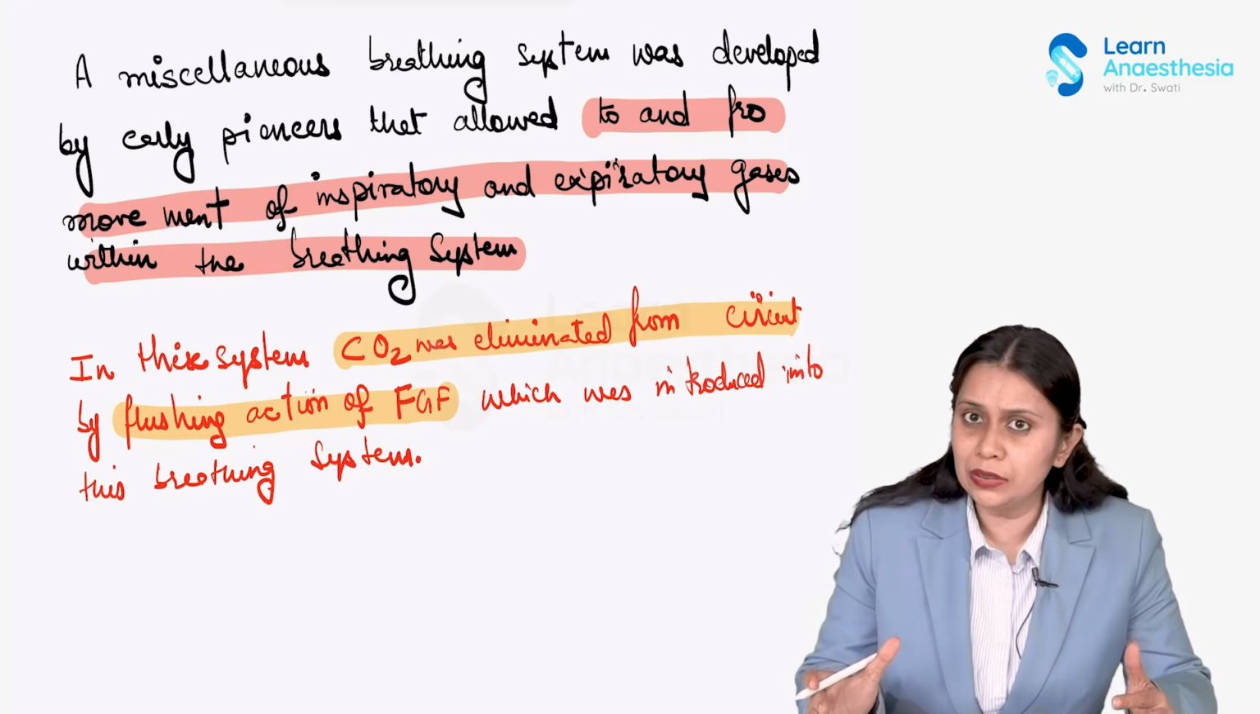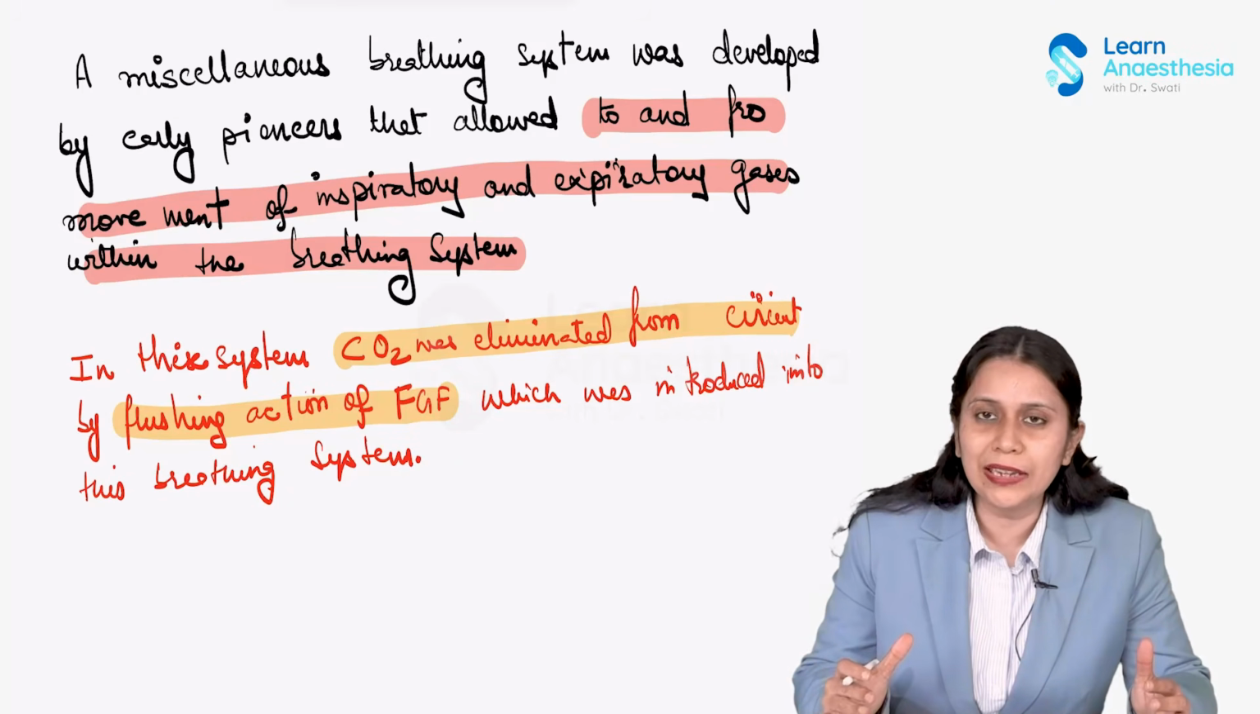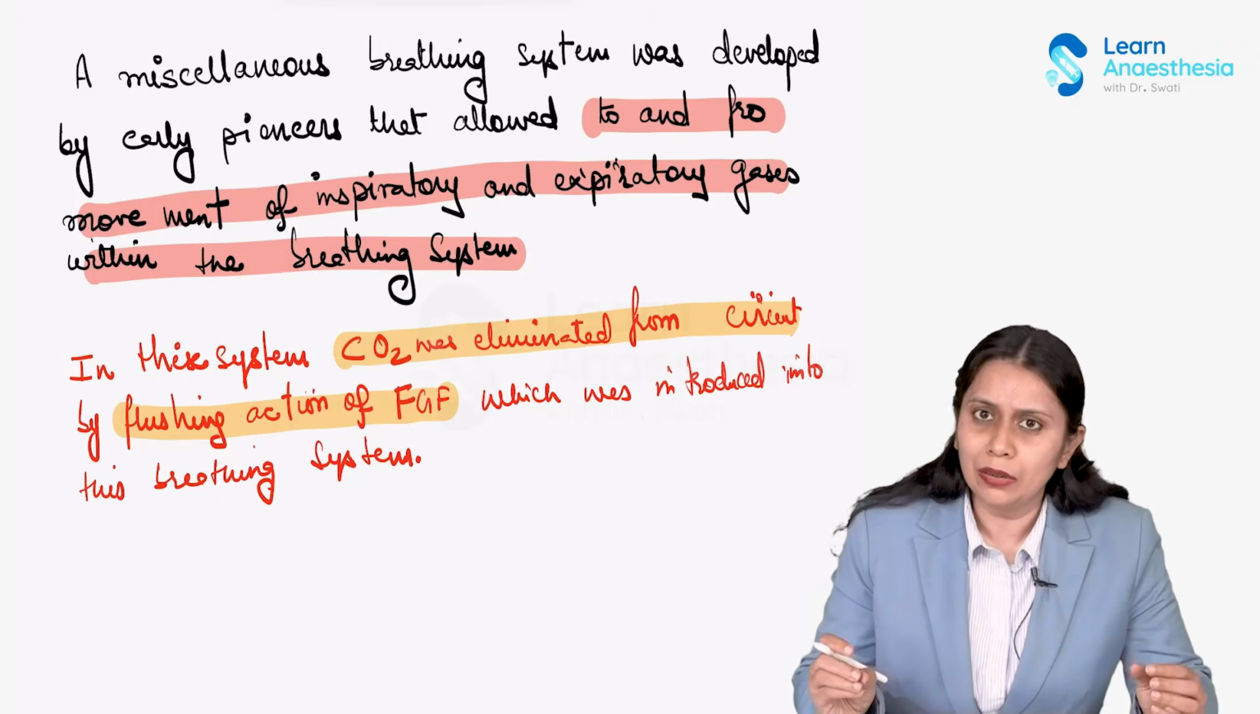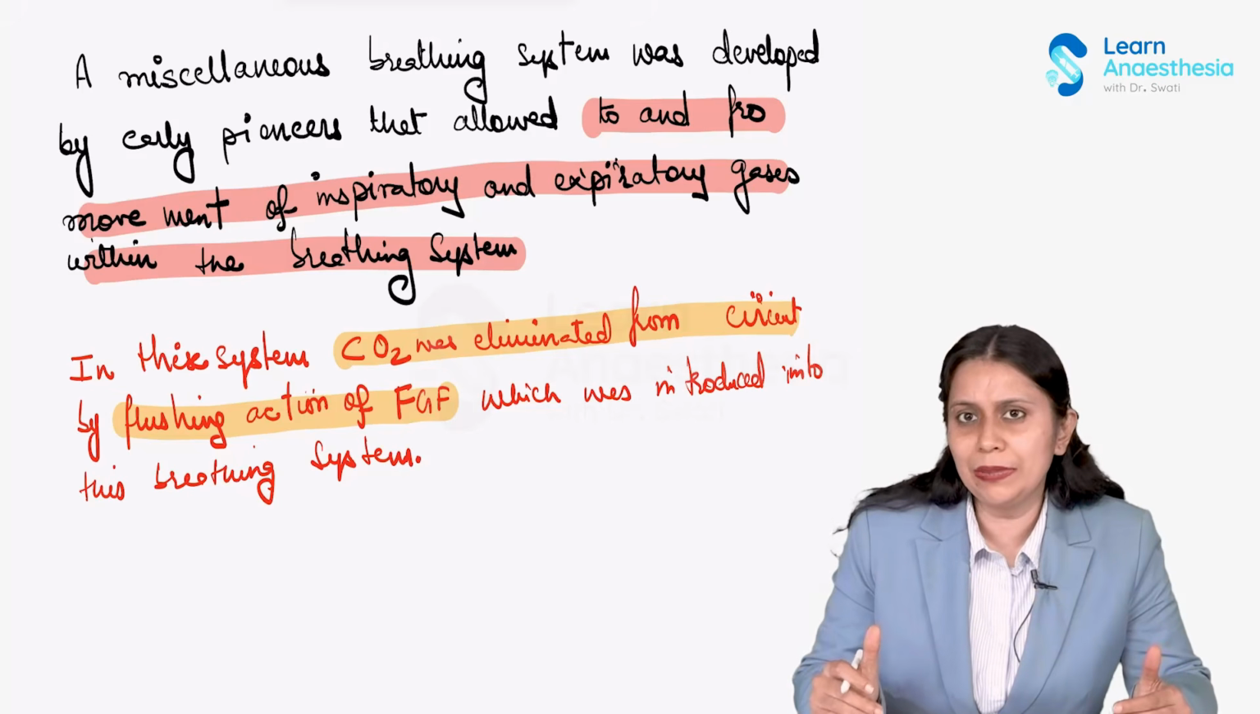If you see the circle system, in that the gas moves in a circle, the inspiratory and expiratory gas move in a circle, they do not mix with each other. And in Mapleson circuit, there was a to and fro movement of the gases, right? So, mixing of the gases was very easily happening, and CO2 removal was dependent upon the flush by fresh gas flow. Now, I told you there are 6 circuits, A, B, C, D, E, F.